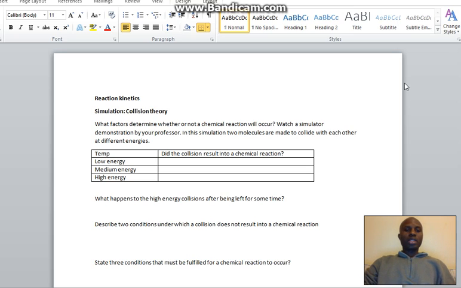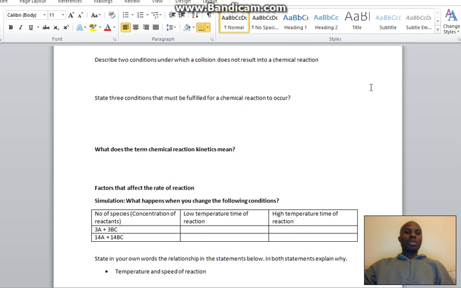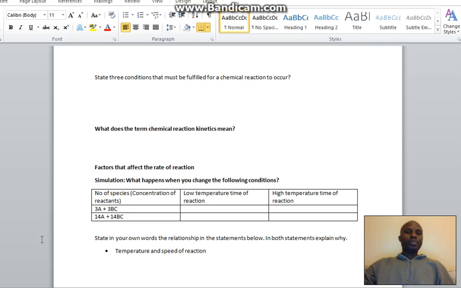You should be able to answer all the questions from this handout, but there are some questions that are not answered by the simulation. So if you can go down here, we see one question here. What does the term chemical reaction kinetics mean? You can get an answer to this question from the book.